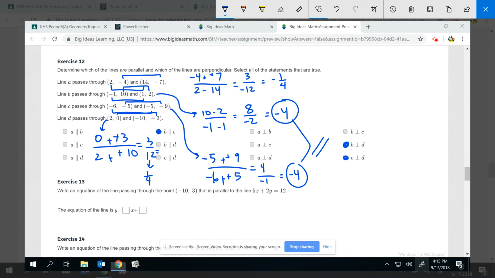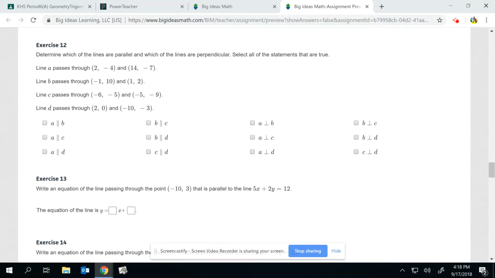B is parallel to C. This -1/4 is neither to anything. It's not the same as +1/4, and it's not opposite signs to the other one. So line A is nothing to the other 3, but you have this one, you have this one, and then B and C were parallel. So that was 12.